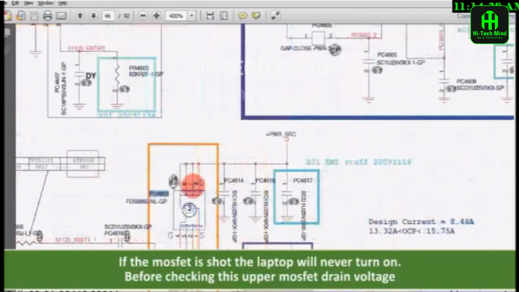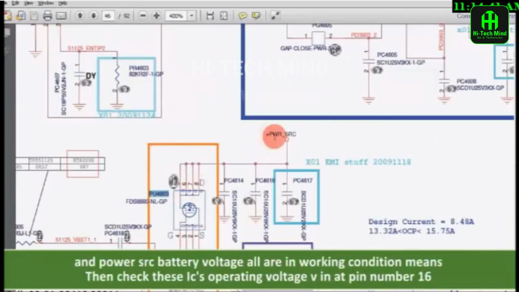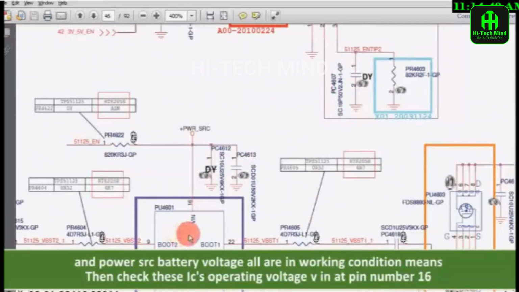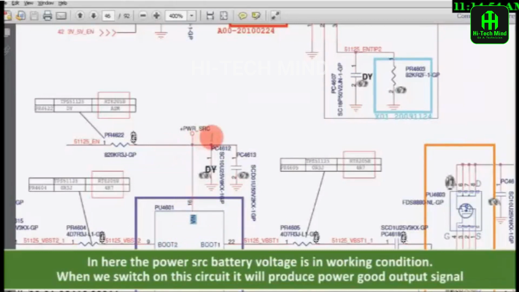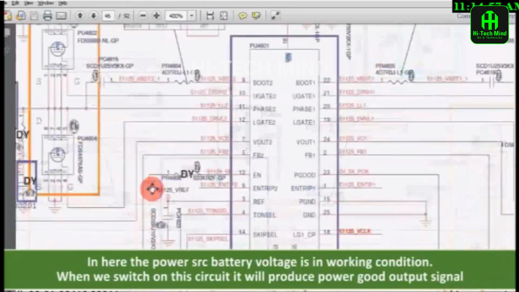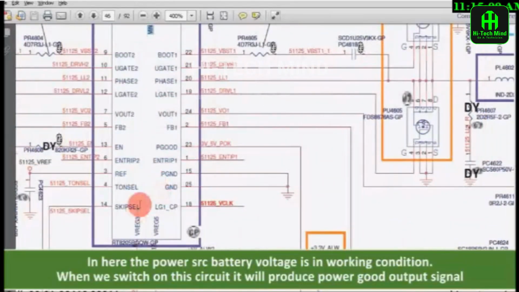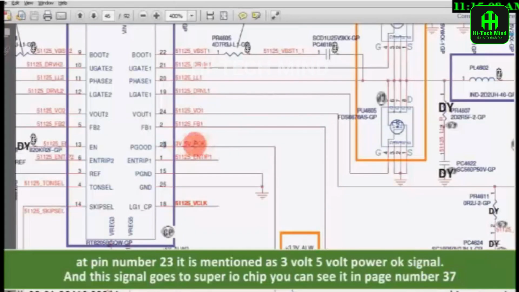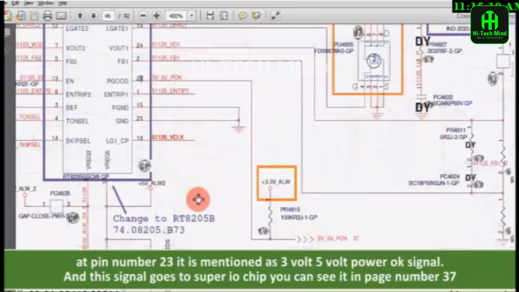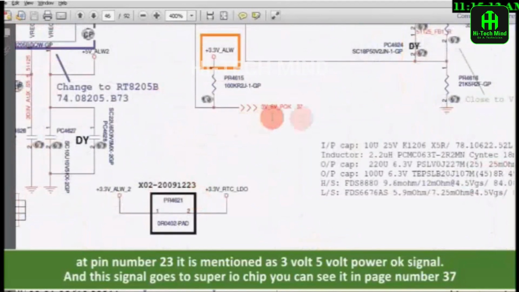Before checking this upper MOSFET drain voltage, if power SRC and battery voltage are all in working condition, then check this IC's operating voltage Vin at pin number 16. Here the power SRC battery voltage is in working condition. When we switch on the circuit, it will produce a power good output signal at pin number 23, mentioned as 3 volt 5 volt power OK signal, and this signal goes to the Super I/O chip. You can see it on page number 37.